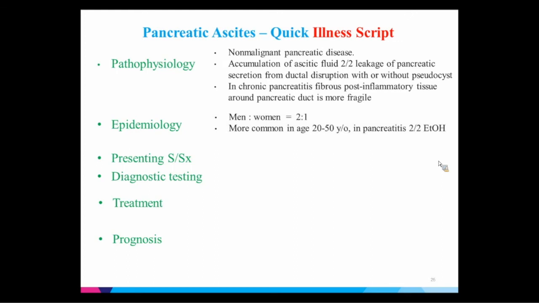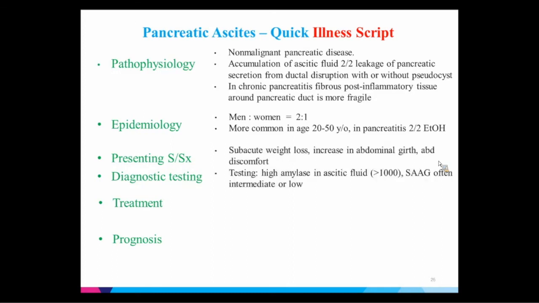So the epidemiology is actually 2-to-1 men to women, more common in ages 20 to 50, and in pancreatitis secondary to alcohol. So he was the perfect person to have this disease. And then it's typically a story of subacute weight loss, increase in abdominal girth and abdominal discomfort, but not necessarily severe pain, which is kind of surprising. Your pancreatic juices are essentially digesting your insides.